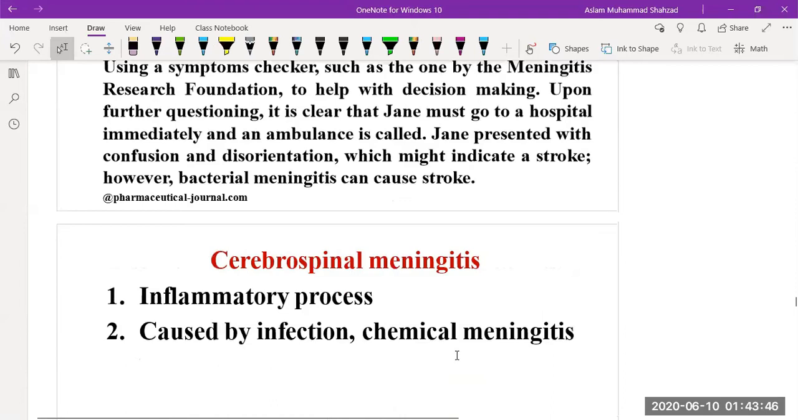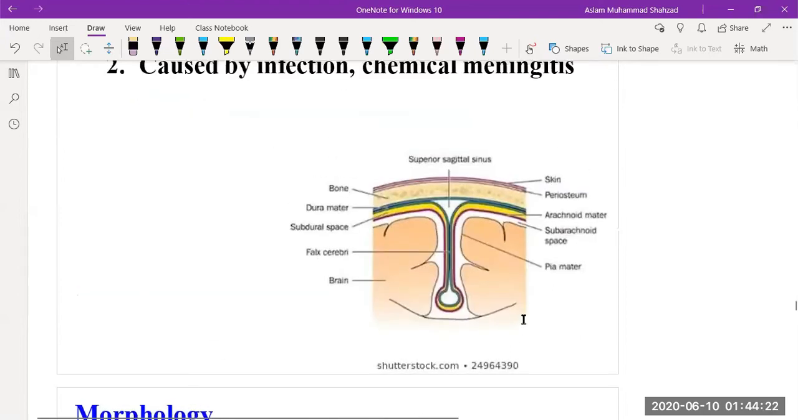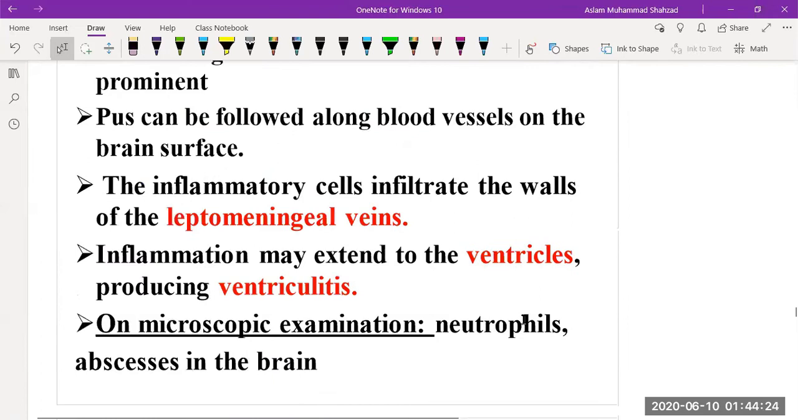So, cerebrospinal meningitis is an inflammatory process caused by the infection responsible for meningitis. The morphology consists of meningeal vessels that are swollen and prominent. Pus can be followed along the blood vessels on the brain surface. Inflammatory cells infiltrate along the walls of the leptomeningeal veins. Inflammation may extend to the ventricles and produce ventriculitis. Microscopic examination reveals the presence of neutrophils and abscess in the brain.